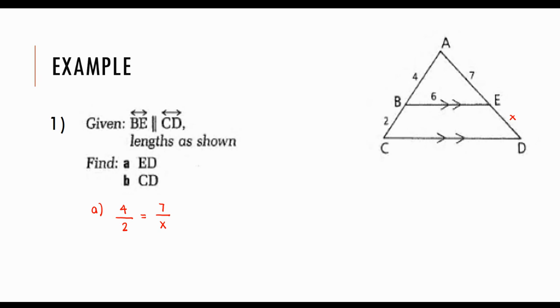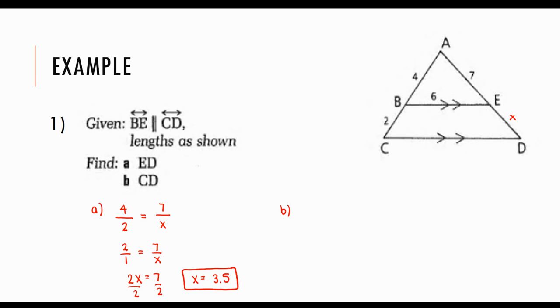And now that I have this, I can technically simplify. 4 over 2 reduces down to 2 over 1, and then I can cross multiply. So 2 times X is going to equal 1 times 7, which is 7. I can divide both sides by 2, and X, which I just labeled for ED, is 3.5. So there's my answer for part A.